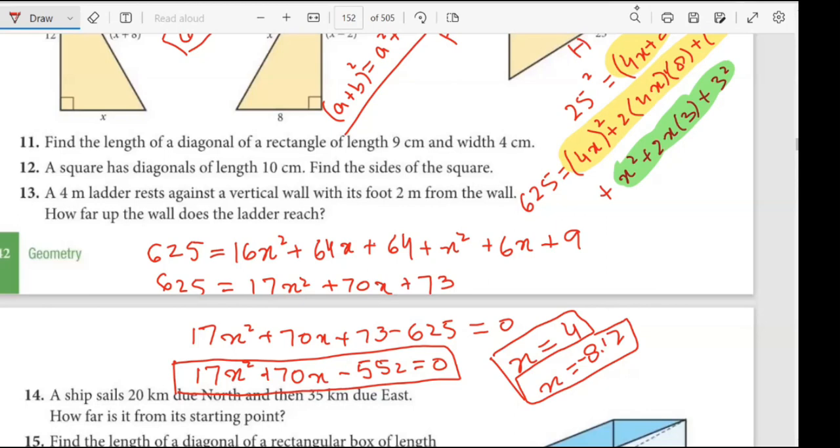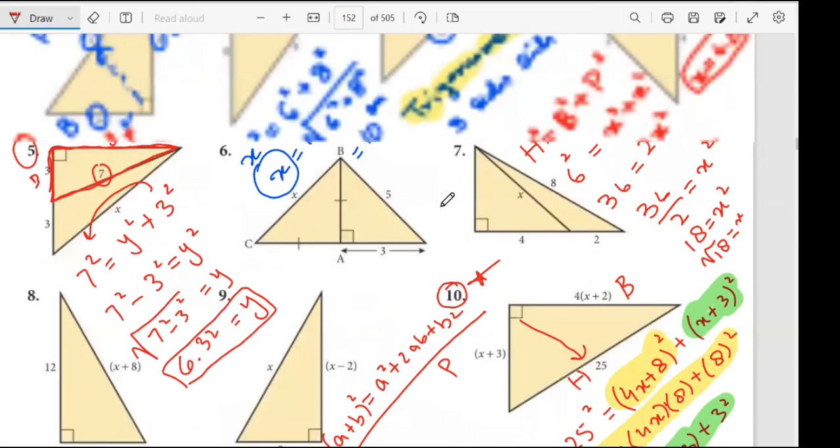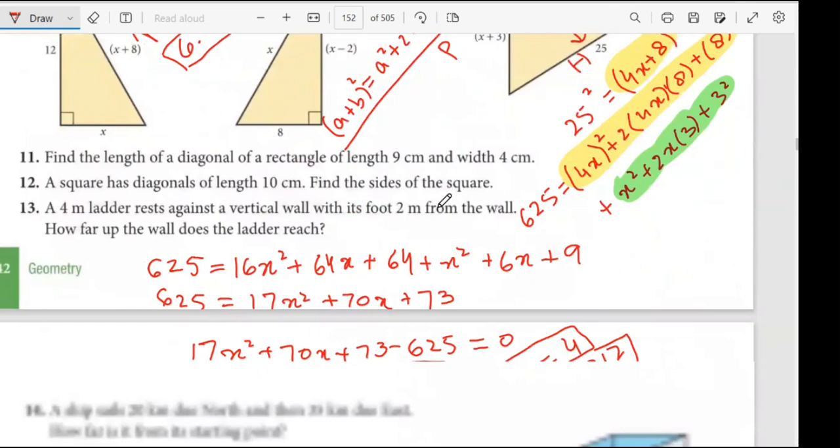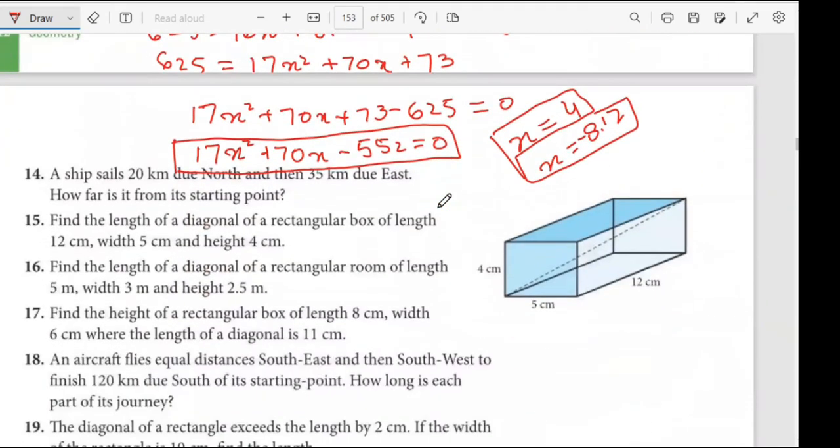Now, remaining one. Agree with this answer? Yes, sir. Good. So this one is a short recap about Pythagoras theorem, and some of the questions. Now some word problems will also be there, just like you can see this question number 15.